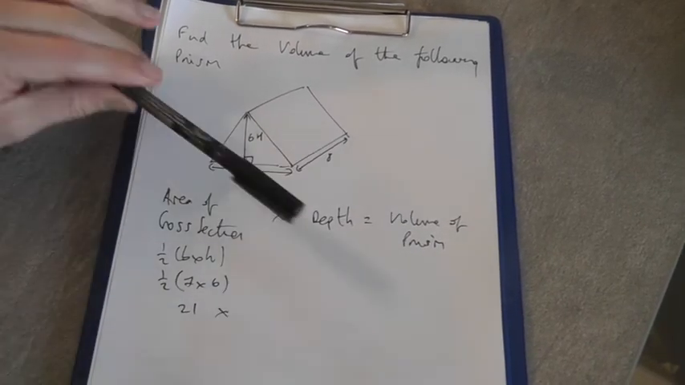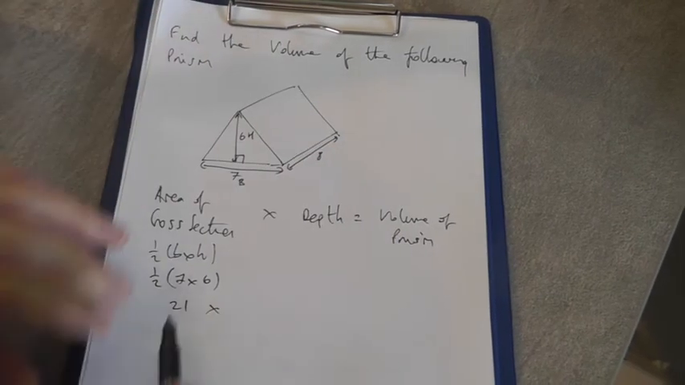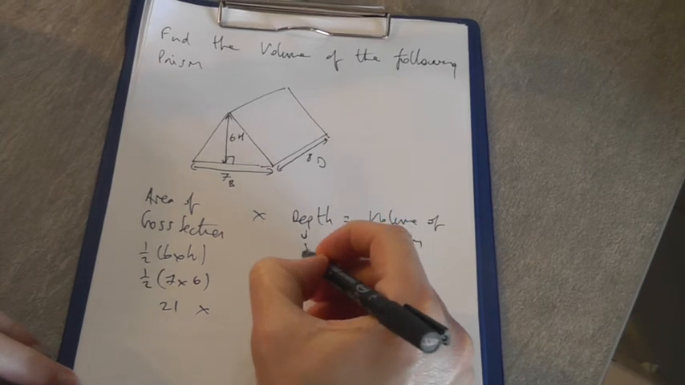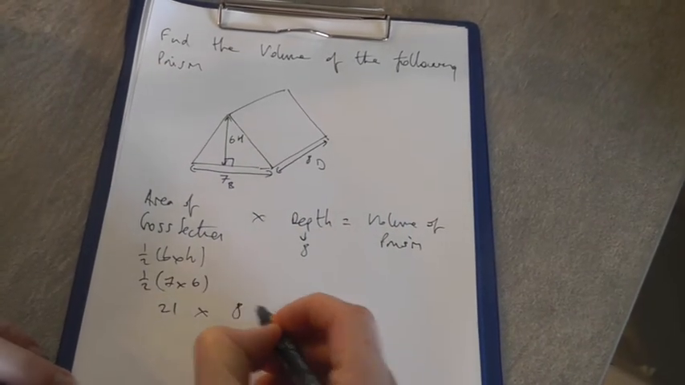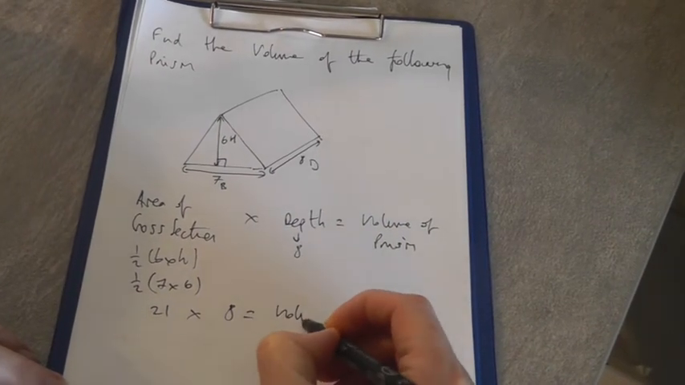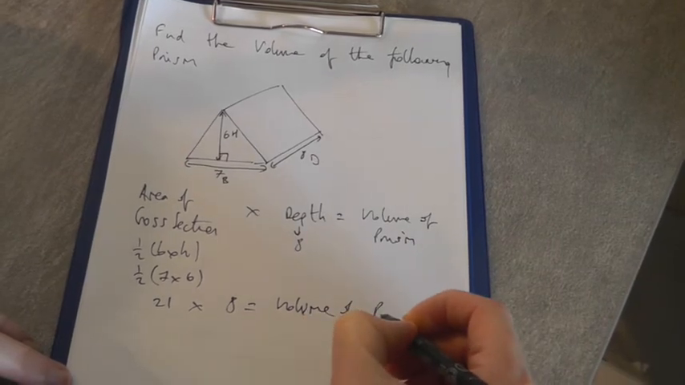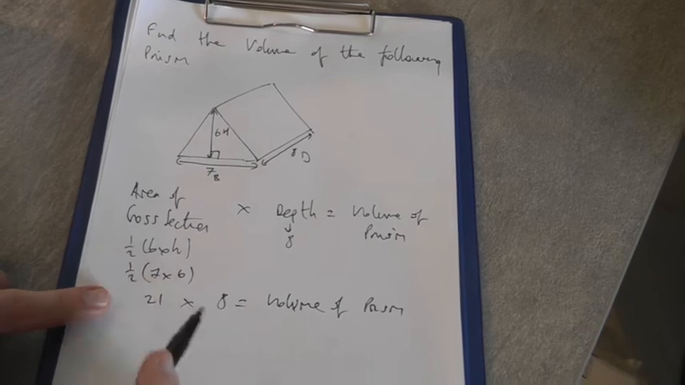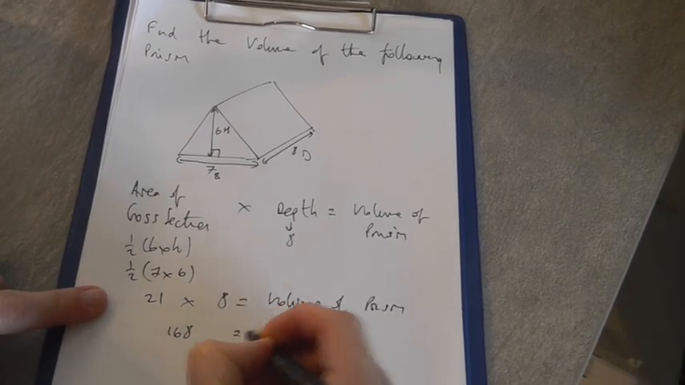Next piece is the depth. The depth here is 8. So if I was to label 8, I'd call it D. So it's going to be 8. So it's going to be 21 multiplied by 8 equals the volume of the prism. And 21 multiplied by 8 is 168.